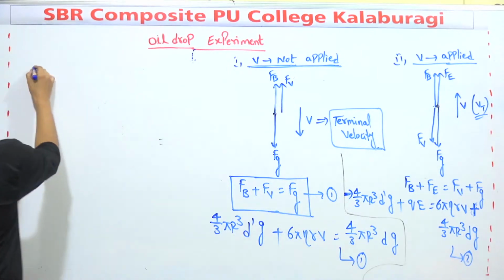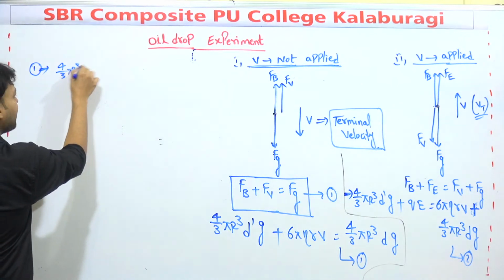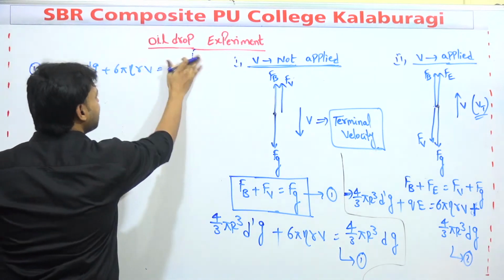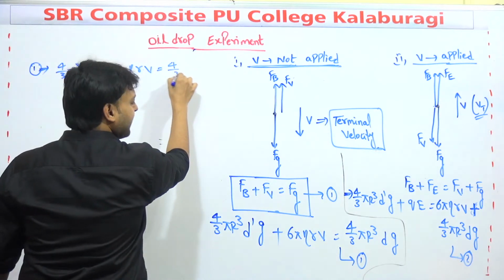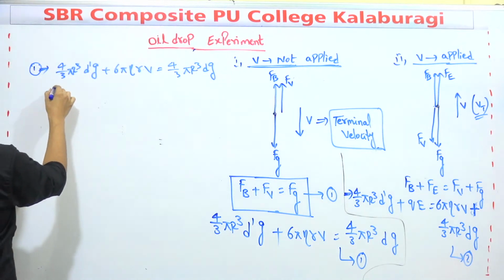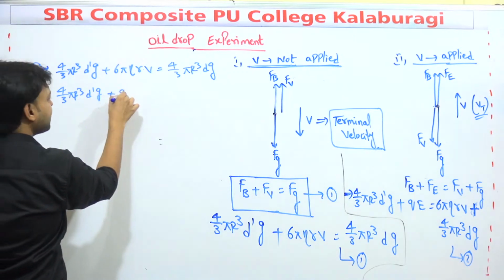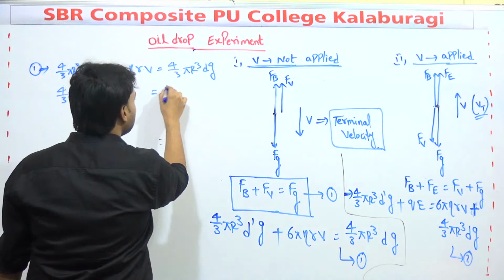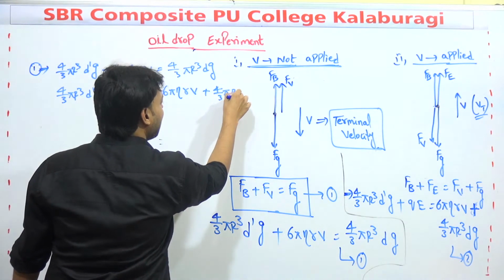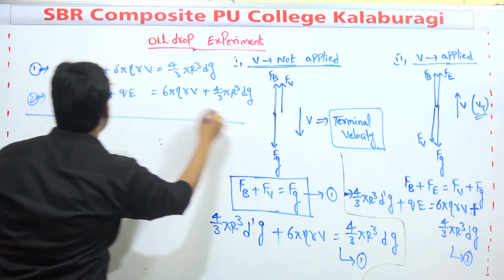The first equation, in 5 minutes it will be completed: 4/3 πr³d′g plus 6πηrv equals 4/3 πr³dg. And again, 4/3 πr³d′g plus QE equals 6πηrv plus 4/3 πr³dg. So solve by subtracting.